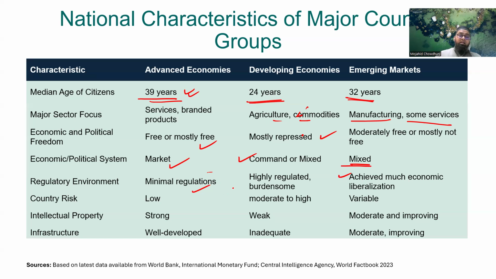If we consider the country risk, it is very low in advanced economies, moderate to high in the developing economies, and in emerging markets it depends on many factors. Intellectual property is very important, because let's say you are doing business in the pharmaceuticals industry. Then you need to have strong intellectual property. It has been found that advanced economies maintain strong intellectual property, but in the developing countries it is very weak.